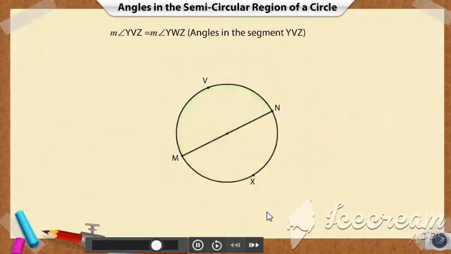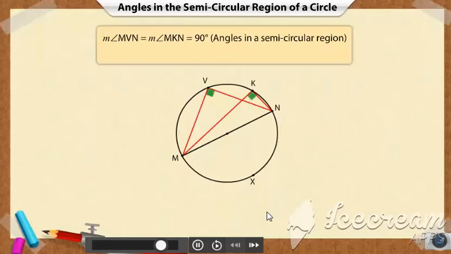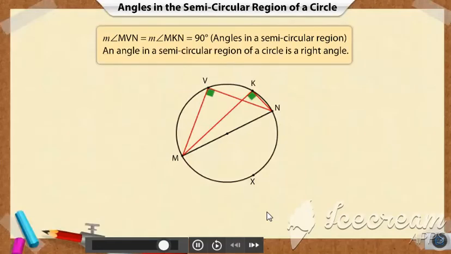Now, consider point K and complete angles MVN and MKN as shown. When these two angles are measured using a protractor, we will find that they both measure 90 degrees. This is found to be true for any angle plotted in a semicircular region of a circle. This means that an angle in a semicircular region of a circle is a right angle.